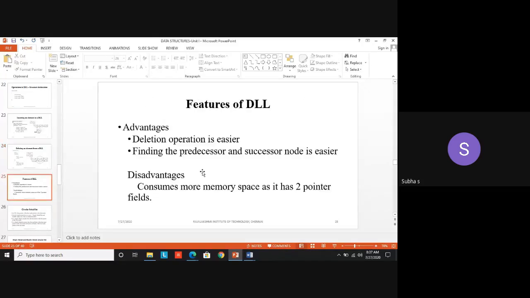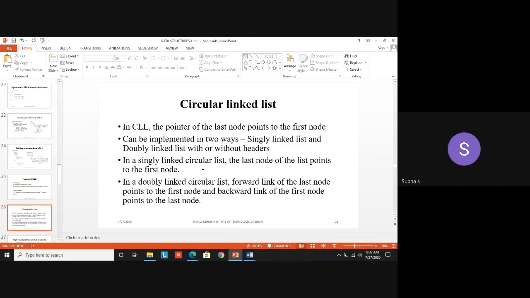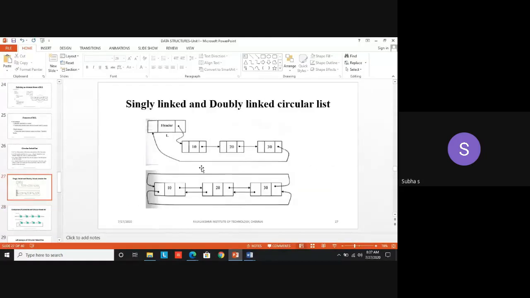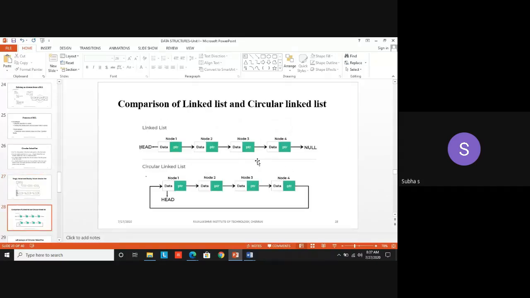Next, we saw the features, advantages and disadvantages of doubly linked list. As it has 2 pointers, it consumes more space. Then circular linked list can be implemented either using what? Singly linked list or doubly linked list. Hope you understood all these things.